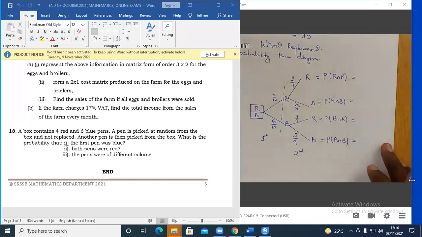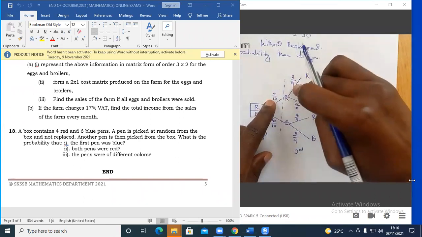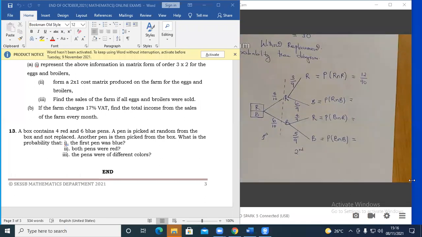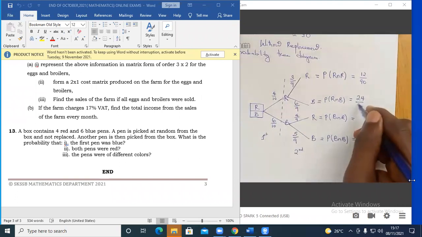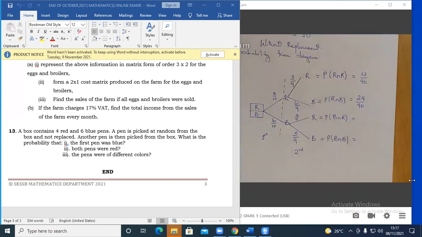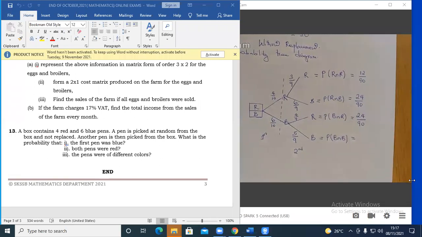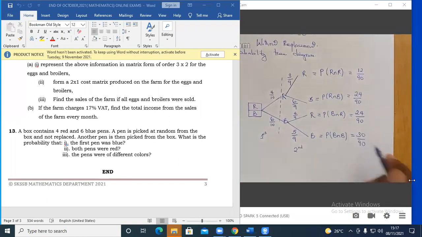So red and red is going to be 4 out of 10 times 3 out of 9, which will give us 12 out of 90. This and this will give us 24 out of 90. This and this will also give us 24 out of 90. Then this and this will give us 30 out of 90.